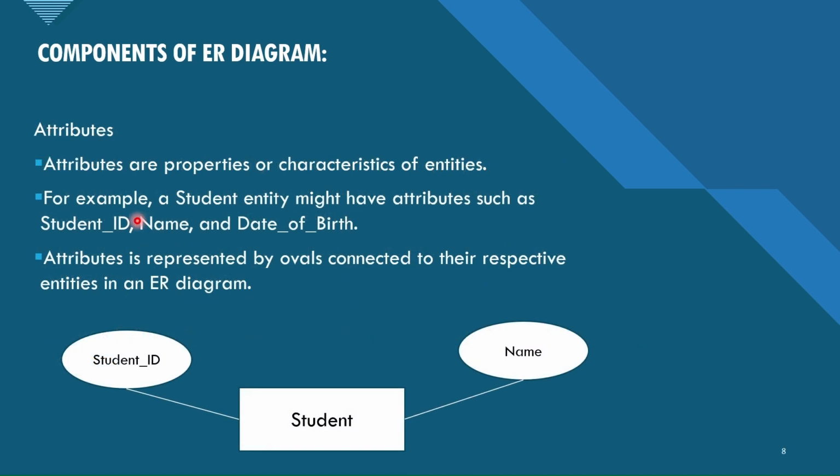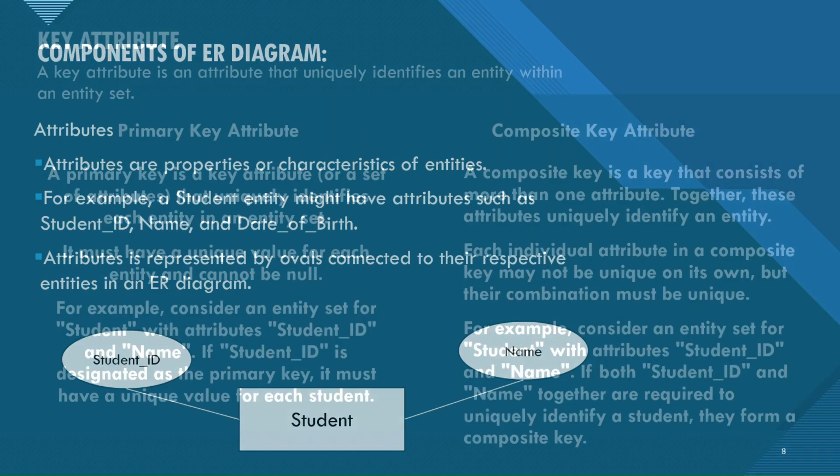Now the next one is attribute. Attributes are properties or characteristics of the entities. For example, a student can have the attributes name, student ID, or date of birth. Attributes are represented by the oval symbols.